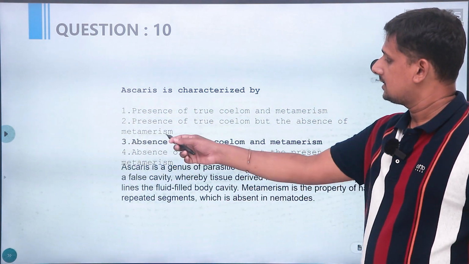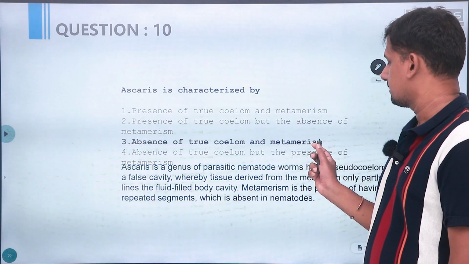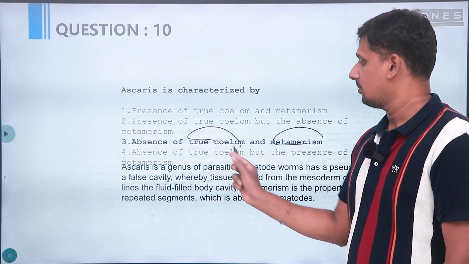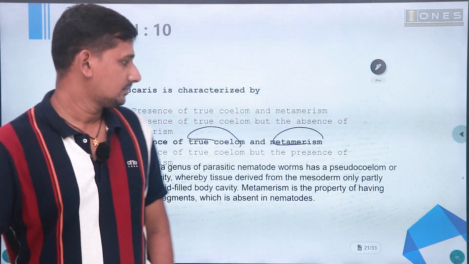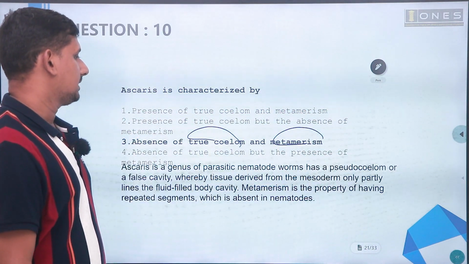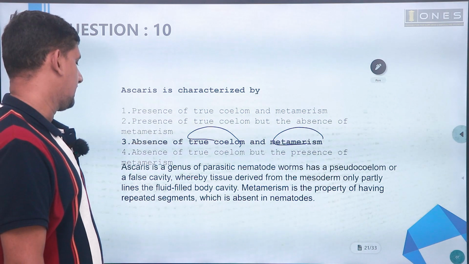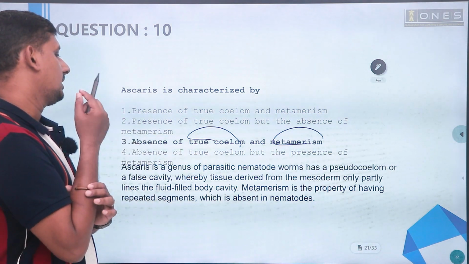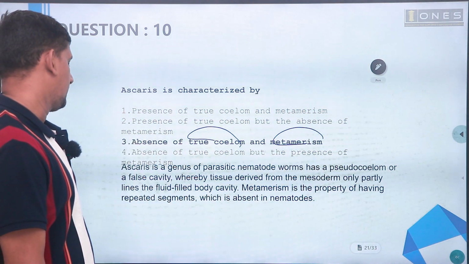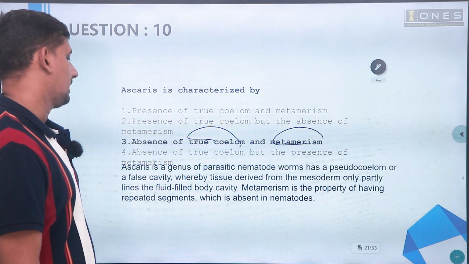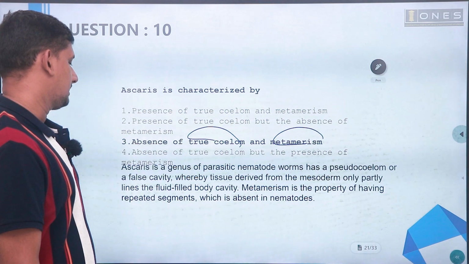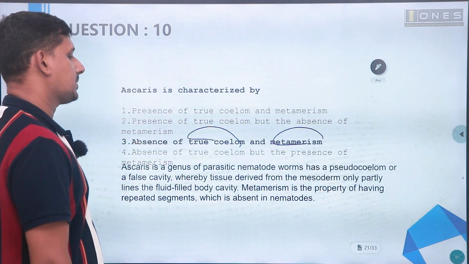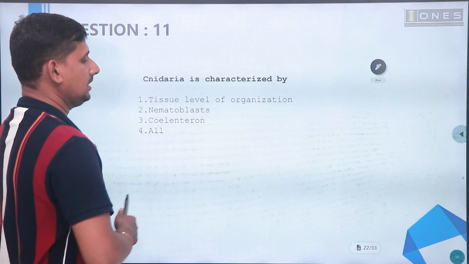So the right answer is absence of true coelom and metamerism. Both metamerism and true coelom are absent. Ascaris is a genus of parasitic nematode worms, which has a pseudocoelom or false cavity, whereby tissue derived from the mesoderm only partly lines the fluid filled body cavity. Metamerism is the property of having repeated segments, which is absent in nematodes.